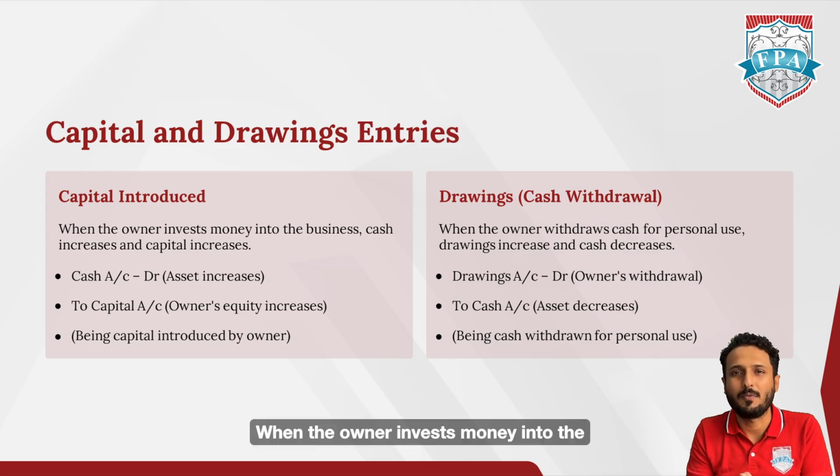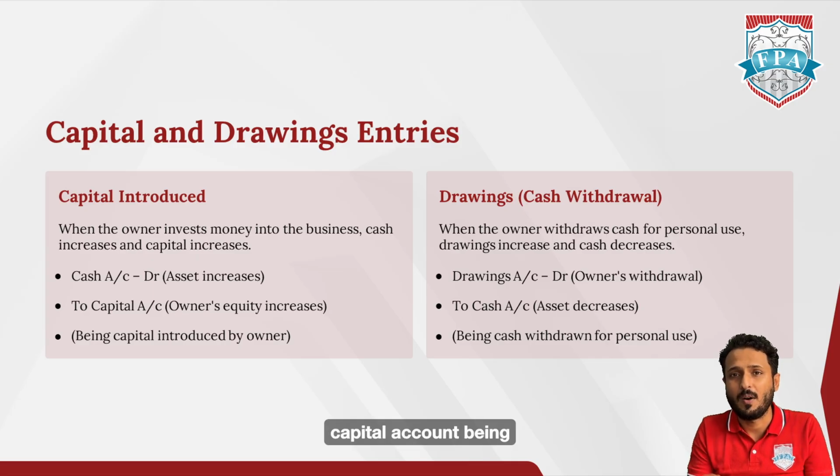When the owner invests money into the business, it's called capital introduced. Here, cash account is debited because cash comes in, and capital account is credited because the owner gives capital. So the entry is cash account, debit to capital account, being capital introduced by the owner.